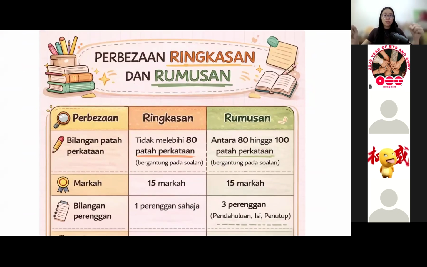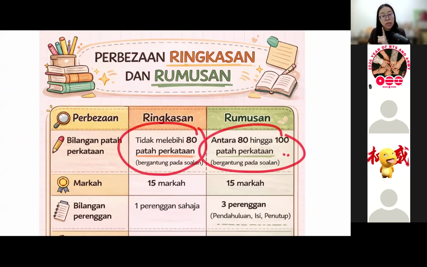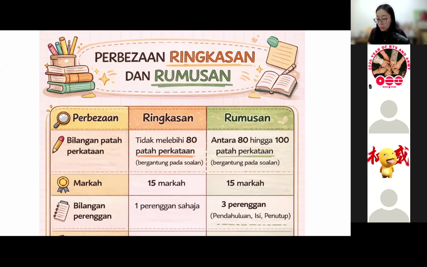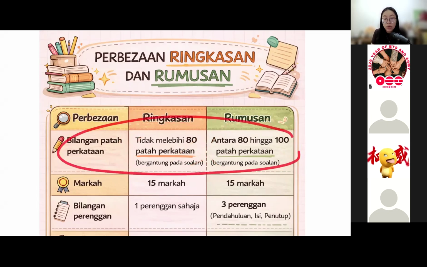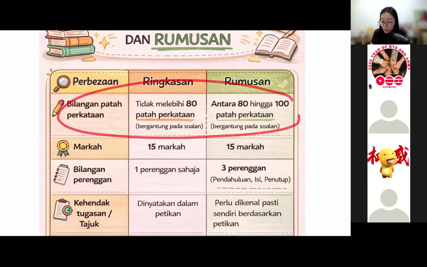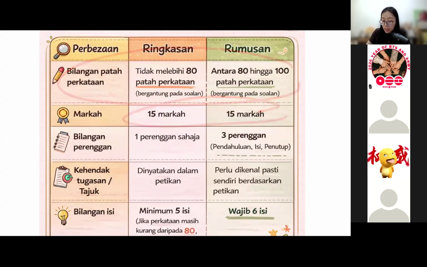So ringkasan and rumusan actually a bit similar, but then their word counts a bit different lah, which is ringkasan memerlukan 80 patah perkataan dan rumusan 80 hingga 100 patah perkataan. You need to refer a question. Some ringkasan also can be 80 to 100. So read the questions. You have to read the questions, okay? Now, both of it is also 15 markah. Tetapi ringkasan hanya satu perenggan saja. And rumusan, they need 3 paragraph, which is pendahuluan, isi, and also penutup.